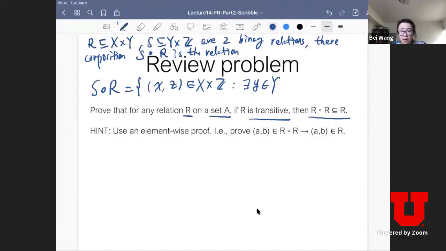the codomain Y for R and domain Y for S, such that XY is in R and YZ is in S. Okay, so that is sort of rewriting the composition of relations in this form. Okay, so now let's focus on the proof of this.